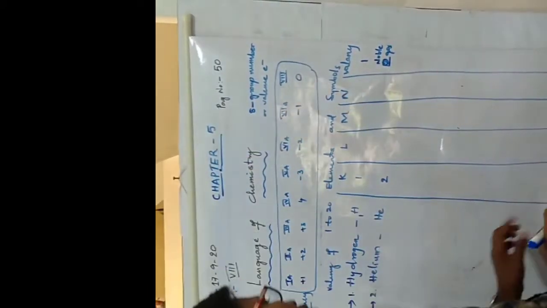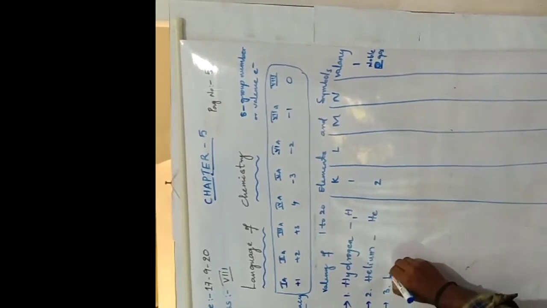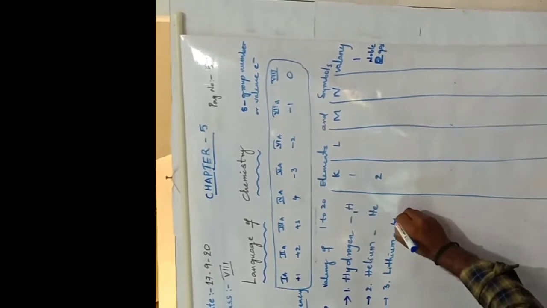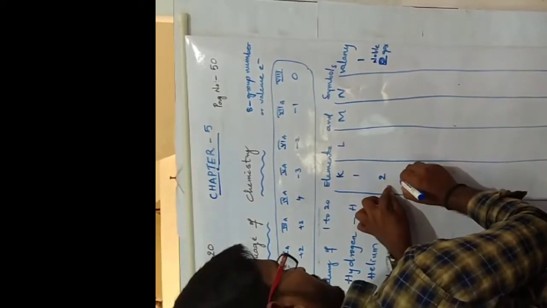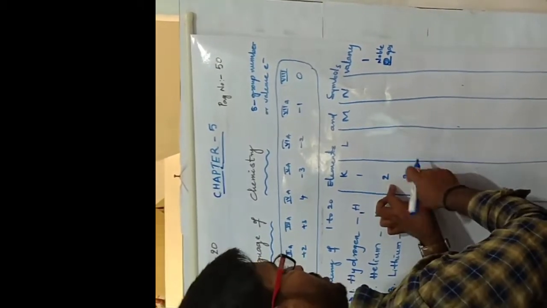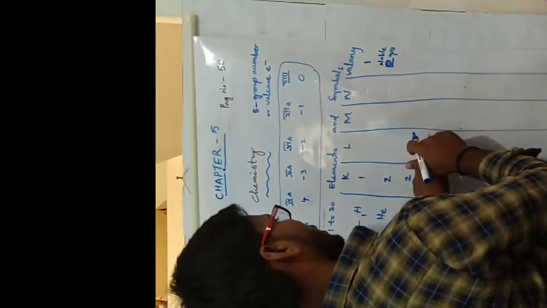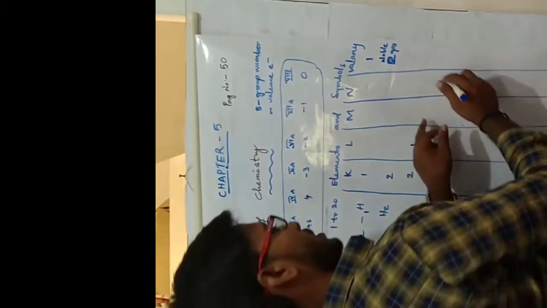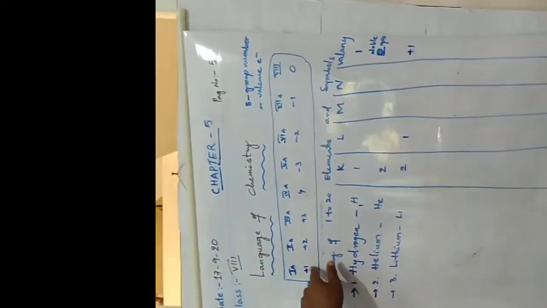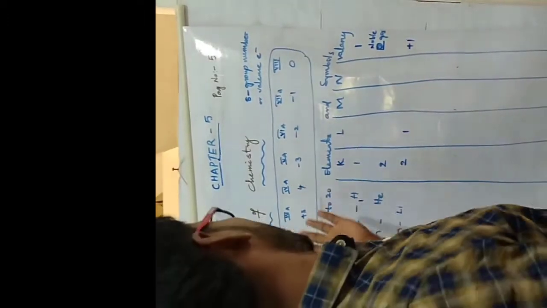Third one, lithium. Symbol of lithium is Li. Electronic configuration 1s2, 2 electrons, since the K shell always holds 2 electrons, and 2s1, that means 1 electron. The valency of lithium is 1, that is plus 1. Plus 1 means first group element. Already in the previous session we discussed the first group elements.